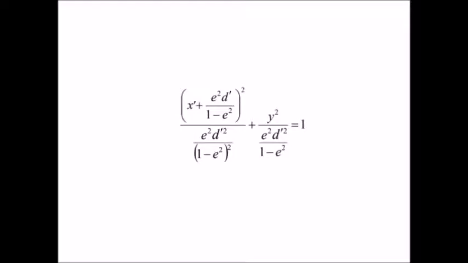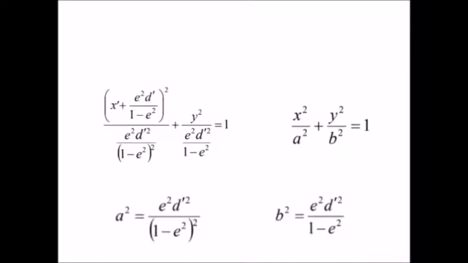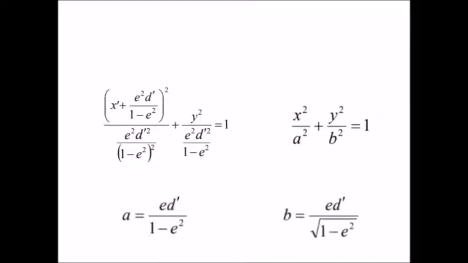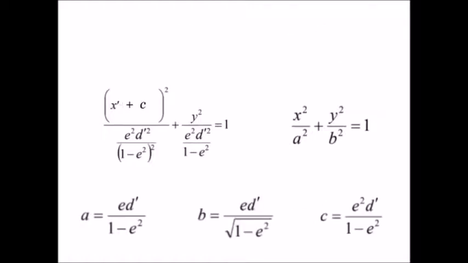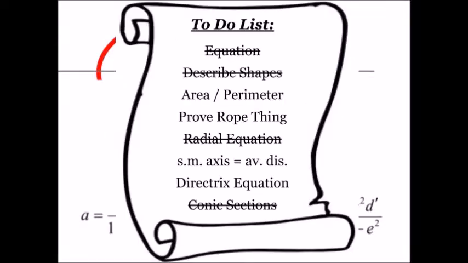Yuck. I hope this is worth it. Done. Done? Really? Yes, because this is equal to that if a squared and b squared are the following. And there's more. C is a times e. There. We remember that that's x. And we're done. Radial equation acquired.